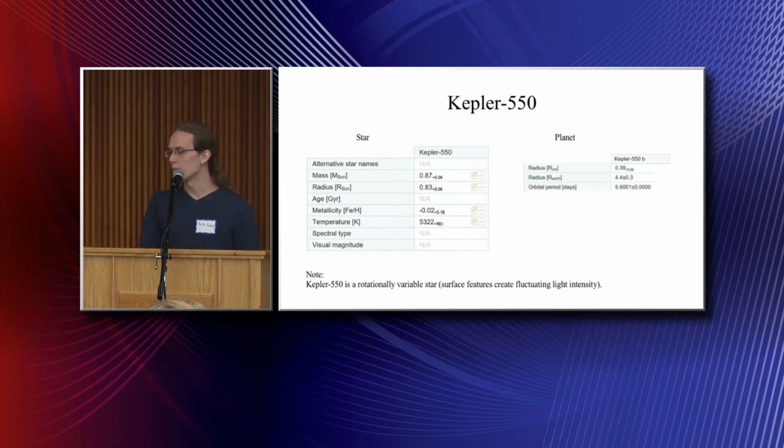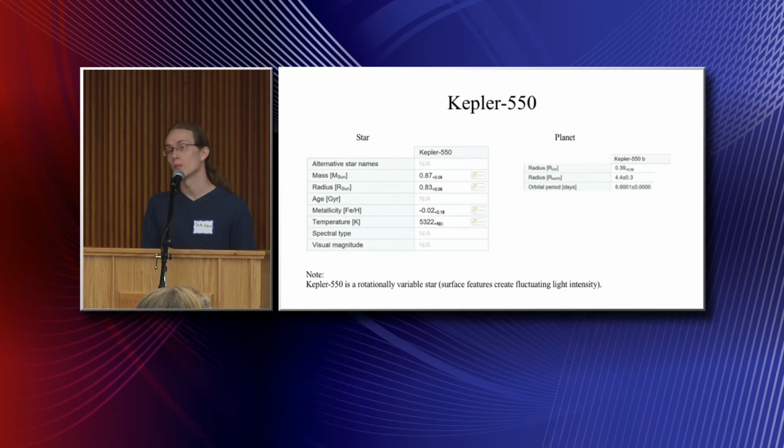A bit of reference to this Kepler 550, the star we're looking at, it's about 0.8 the mass of our own sun, about 0.8 its radius, and about 5,300 Kelvin, whereas our star is roughly 6,000 Kelvin, so it's just a little bit smaller of a star than our own. And the planet we were observing was about 4.5 times the size of Earth.